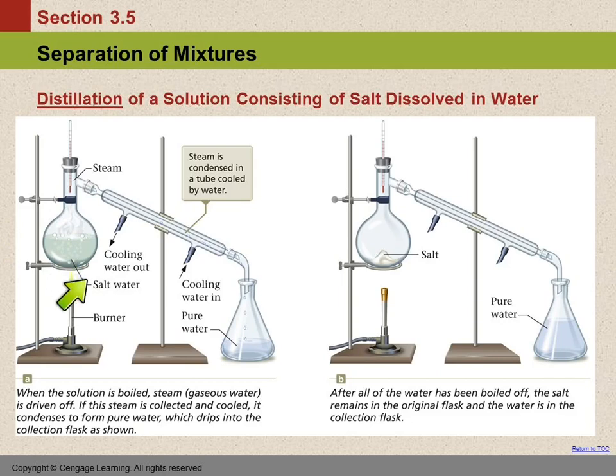Salt does not boil or melt at the temperature that you can get with a Bunsen burner. So after all the water has evaporated, boiled away, and been collected over here, you're going to be left with salt in the flask and pure water over here. Distillation can also be used to separate two liquids that have differences in boiling points. So, alcohol and water is the classic example. And the moonshiners, they had stills out in the woods, right? They were fermenting things to make alcohol, and then to separate the alcohol from the rest of that stuff, they would distill it.